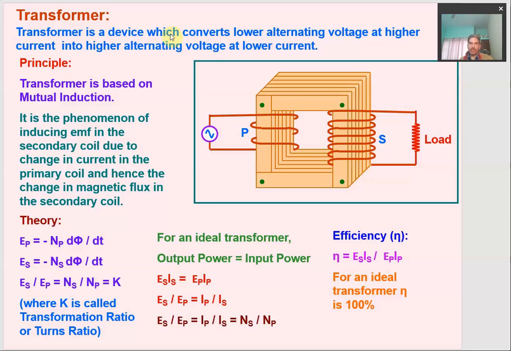A transformer is a device which converts low alternating voltage, or AC voltage, into higher alternating voltage by changing the value of current, right? So a transformer converts the voltage from high to low and low to high by changing the value of current. If we have to convert the low alternating voltage into high, we have to reduce the value of current. So low alternating voltage which is at higher current will be converted to high alternating voltage by giving the low current, right? So this is what a transformer is.